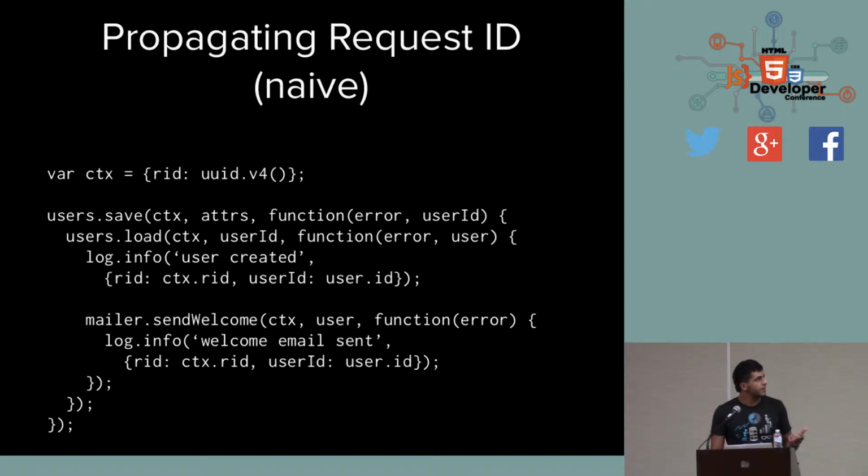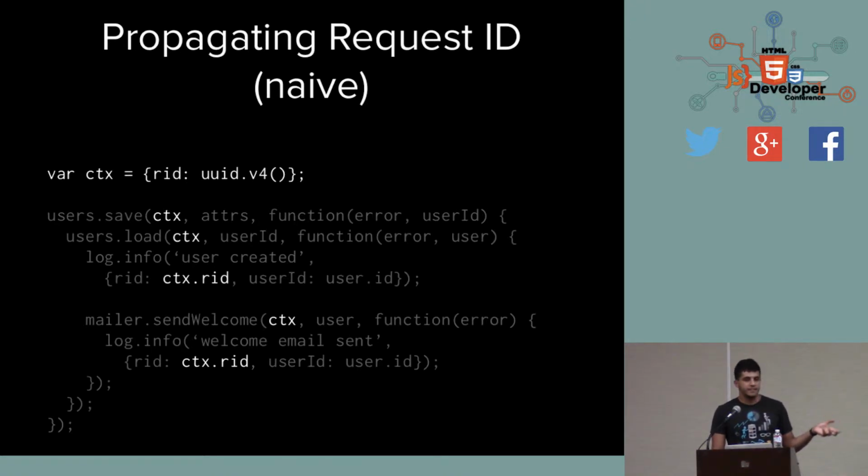So request ID. So essentially, this is you want this unique identifier. Here it's RID. So this is a naive solution. You want some identifier, and you want it available everywhere. So if your application is small, you can do this, which is pass it everywhere. And I actually talked to somebody this morning, and this is what they do because their application is really small.